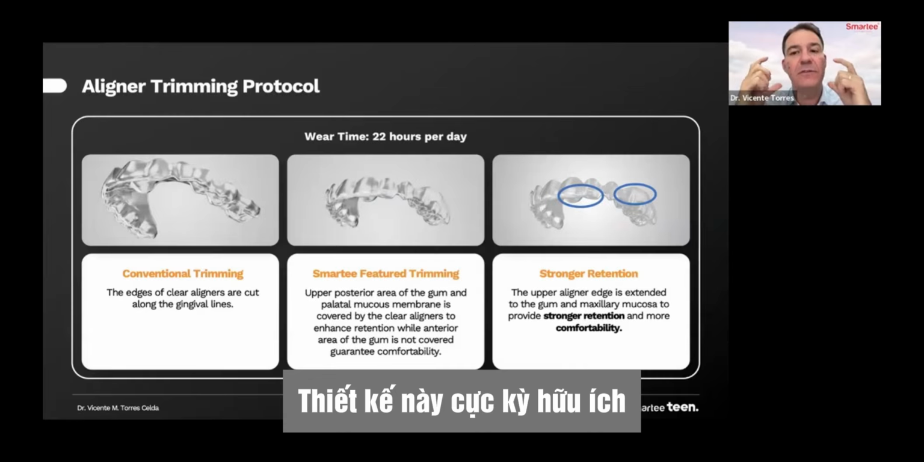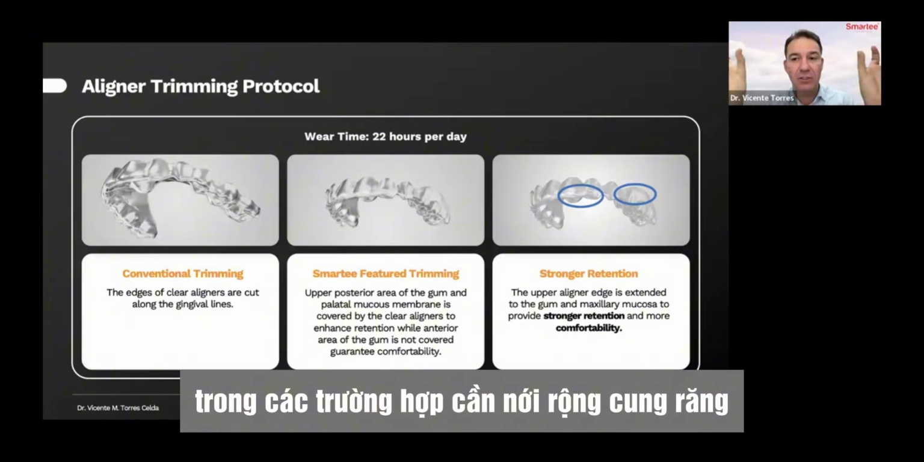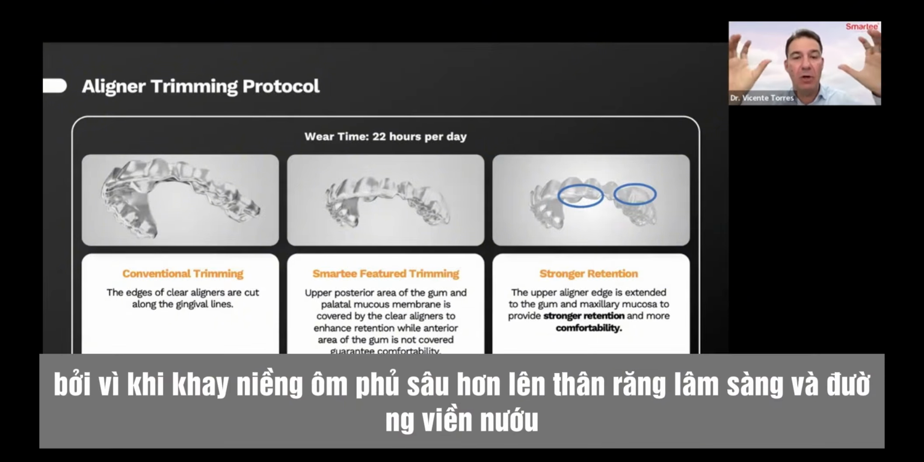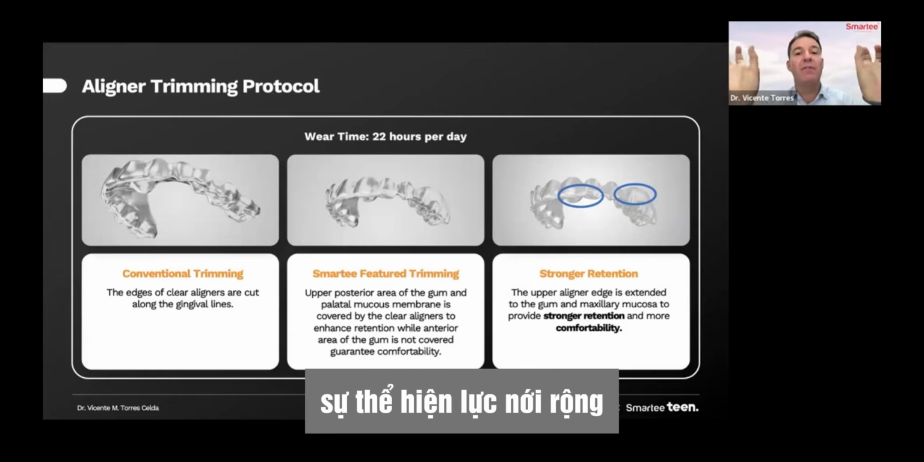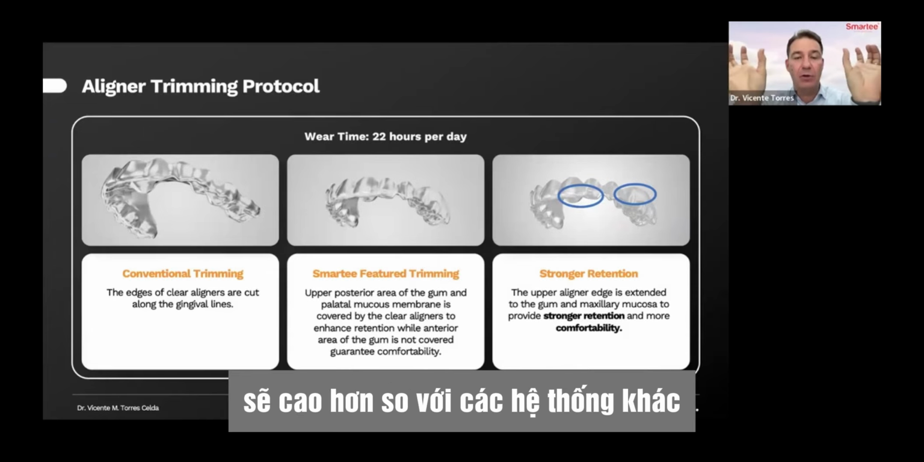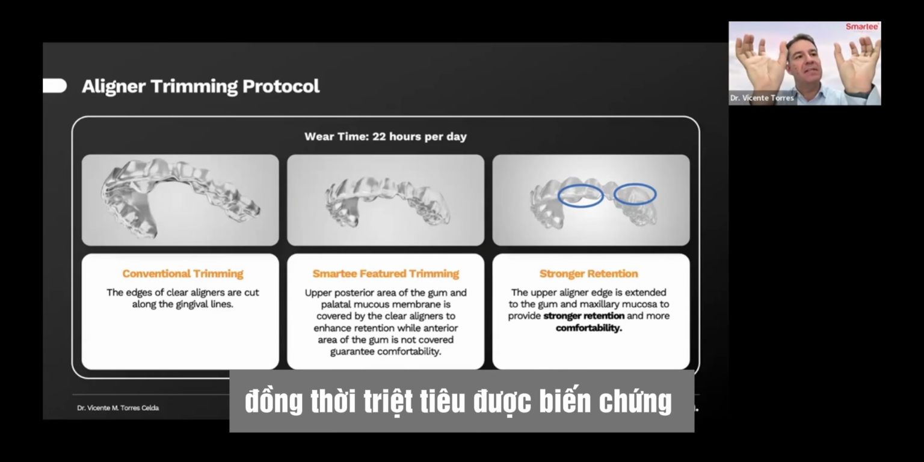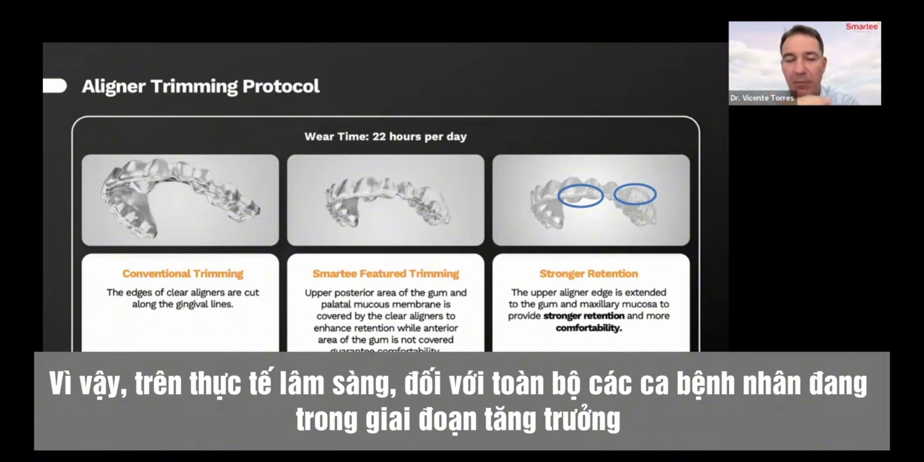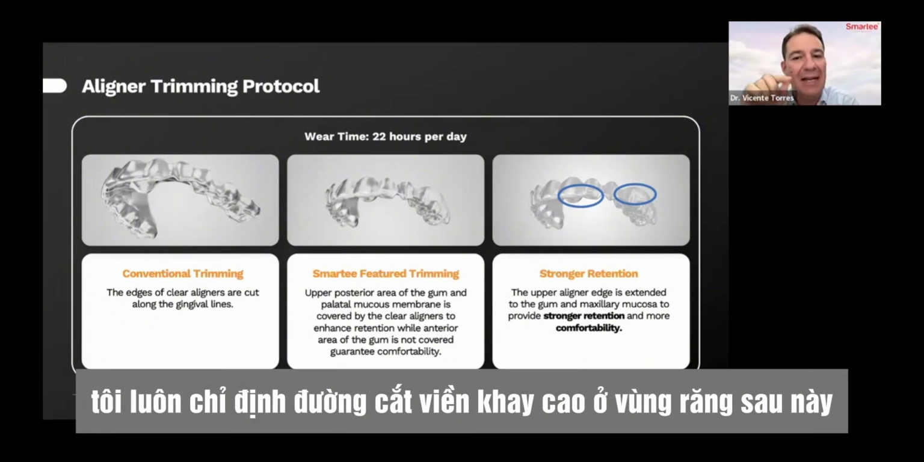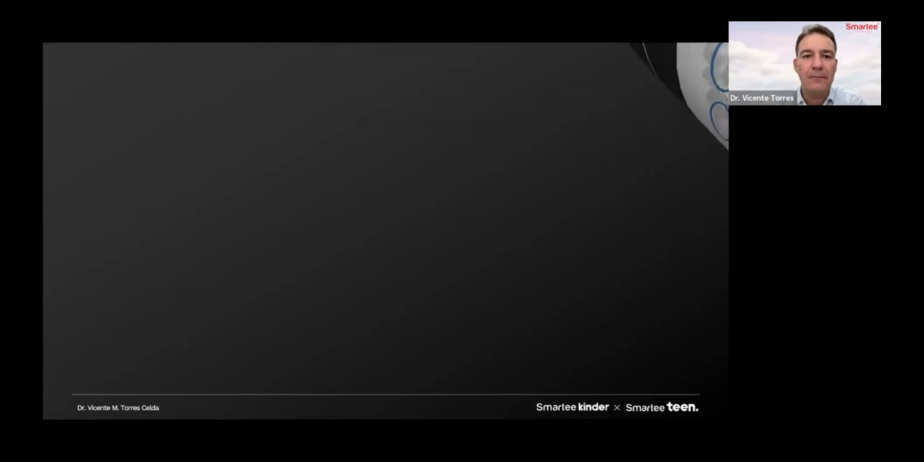And this is very useful, for example, in cases of expansion, because we have more coverage on the crown and the gingiva, so the expression of the expansion is higher compared with other systems. And of course, it's more predictable, and we avoid the typical loss of torque from the other brands. So in all my cases in growing patients, I always ask for this high posterior trim line.